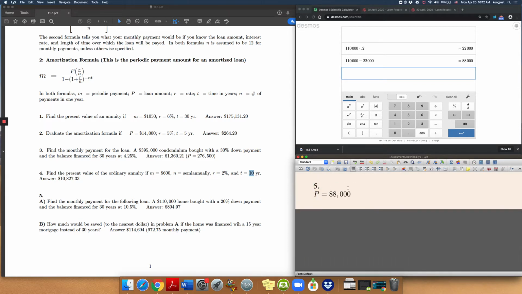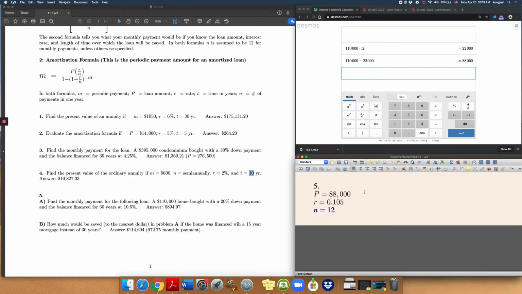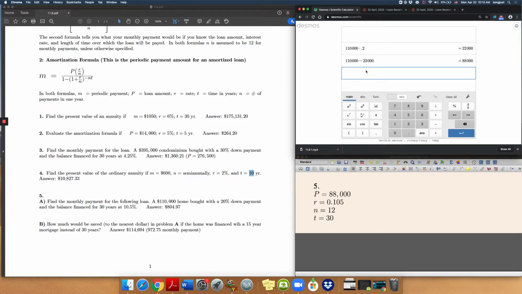This is number 5, but let me write this below. P is 88,000. What else do I know? I know the interest rate is really high. It's 10.5%, so 0.105. I know my N is going to be monthly, so 12, and I know my T is going to be 30 years, so 30. I want to find the monthly payment. I have my P, R, N, and T. Those are all the variables, so I'm ready to go. Let's just type that into the formula.